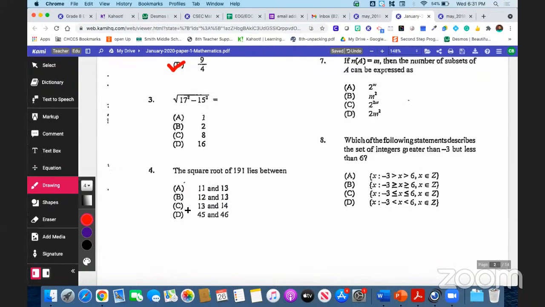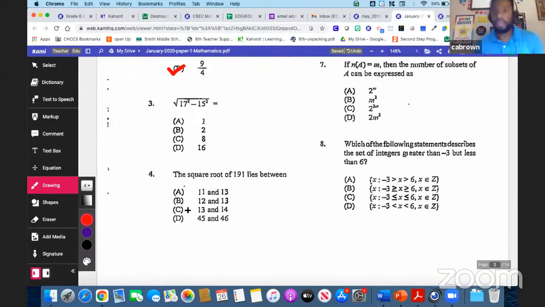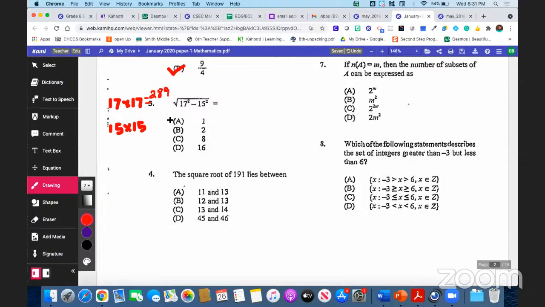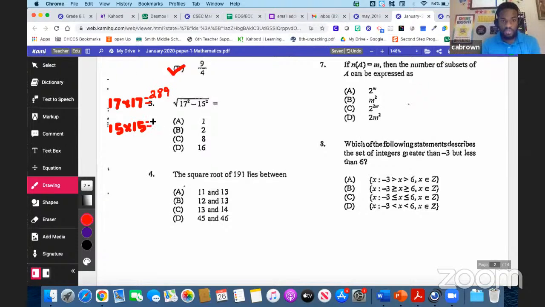All right, number 3. Number 3 says the square root of 17 squared minus 15 squared. 17 squared means 17 times 17, and 15 squared is 15 times 15. All right, so we know that 17 times 17 is 289, and 15 times 15 is 225.